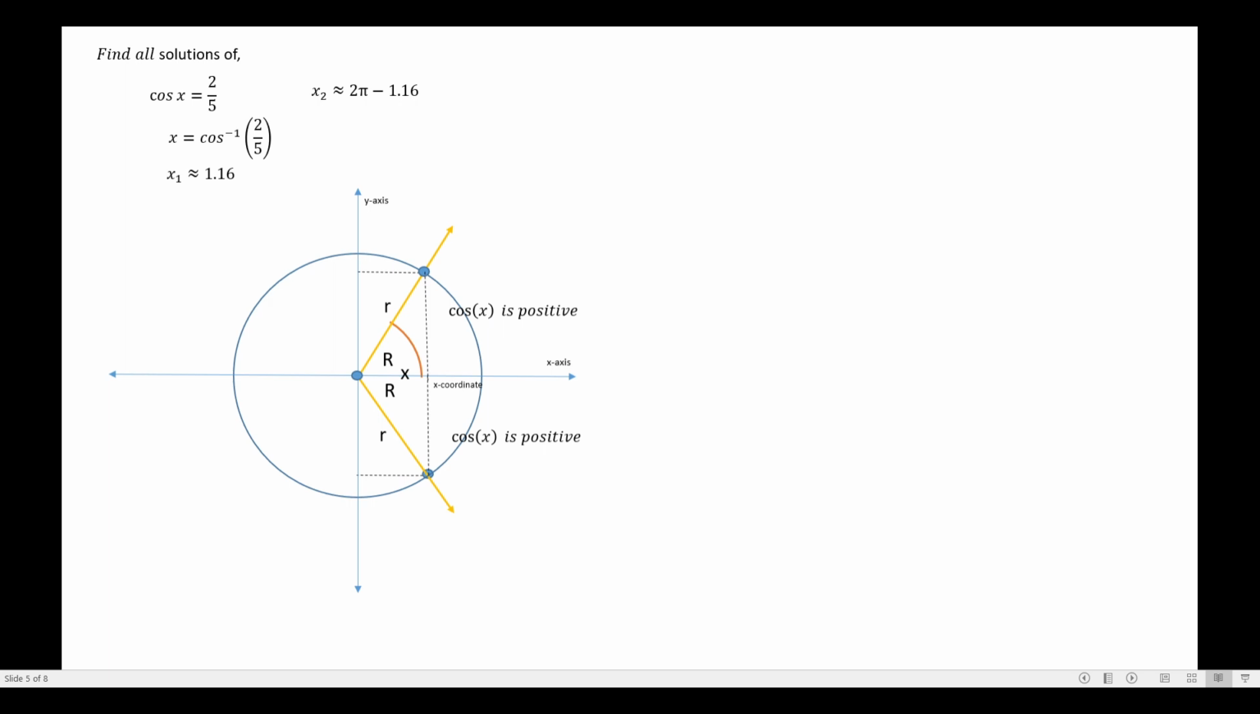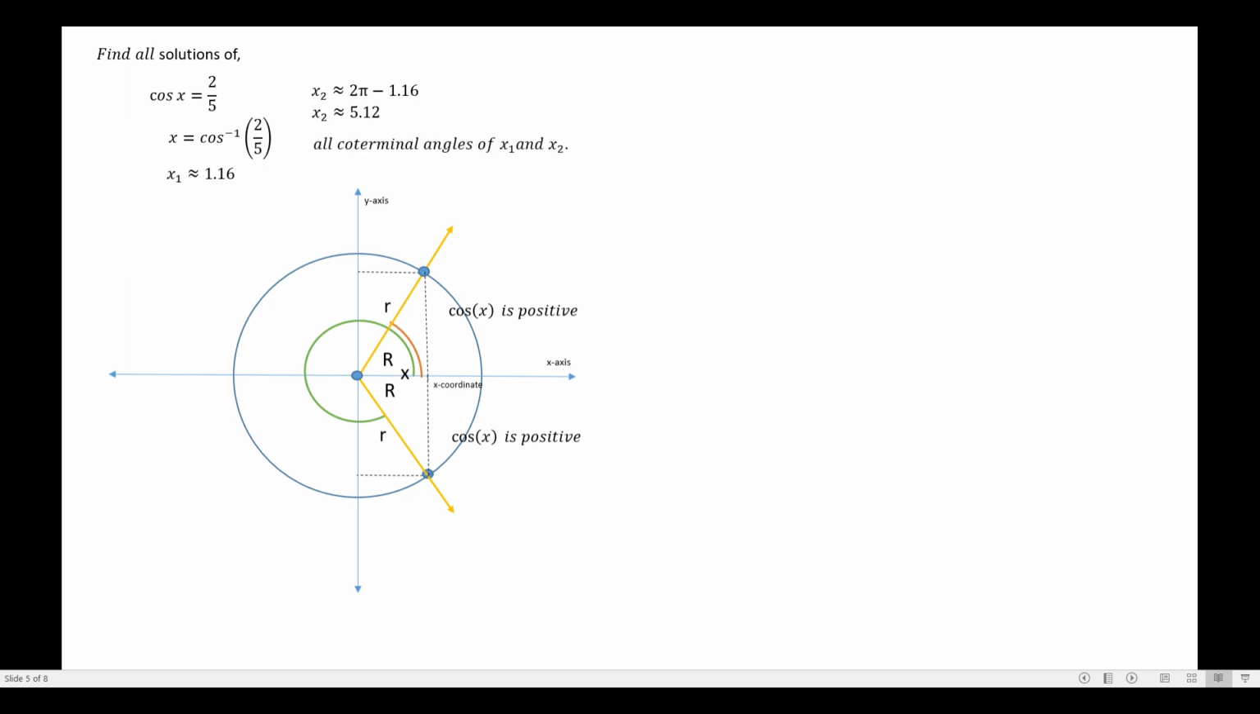For x sub 2, we have to take 2 pi minus 1.16. Okay, 2 pi, remember, is a full revolution in terms of radian measurement. That means that's a full revolution, 2 pi minus 1.16, which is the reference angle. So in short, we have an x value approximately 5.12.